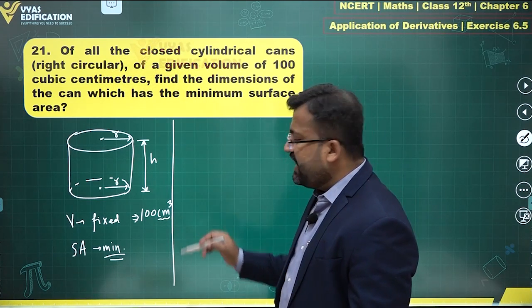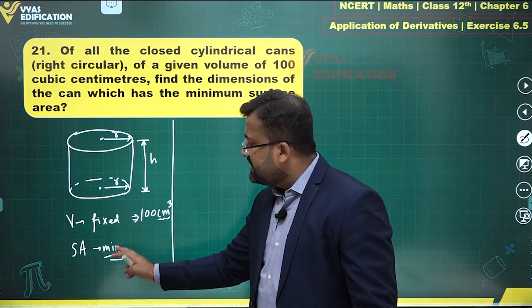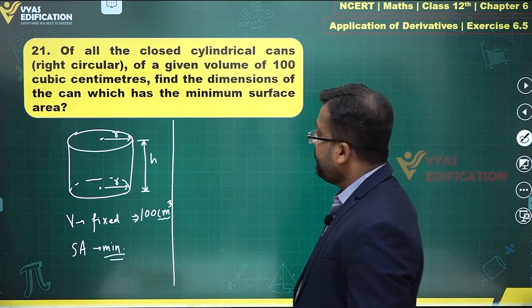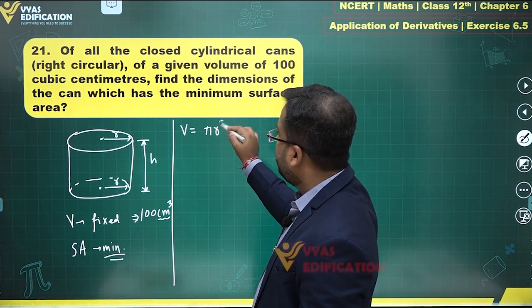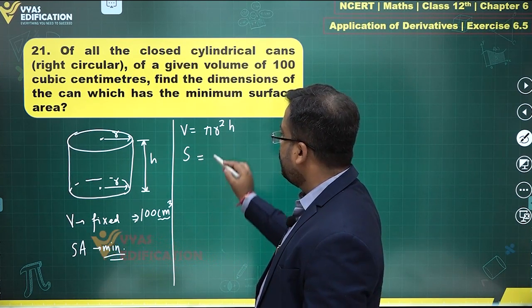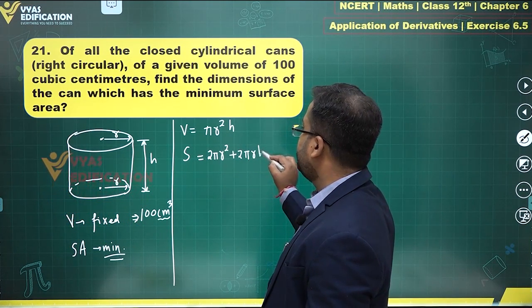There's only one place at which the unit is mentioned. So everywhere else, this will be in centimeter, this will be in centimeter, this will be in centimeter square, we'll be consistent with the units, right? That's the important thing. Volume is pi r square h. Surface area, let's call this S. S is equal to 2 pi r square plus 2 pi r h.